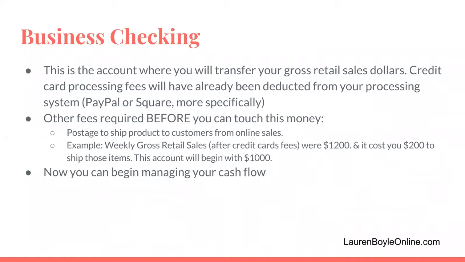An example that we're going to use for the remainder of this training is that your weekly gross retail sales after the credit card processing fees were $1,200. It costs you $200 to ship those items, so this account is going to begin with $1,000. This is the example we're going to use for this entire process, my whole system for managing your cash flow. You have $1,000 this week to work with, after your credit card fees have been taken out and after you pay to ship those items. So now we can start with managing your cash flow.